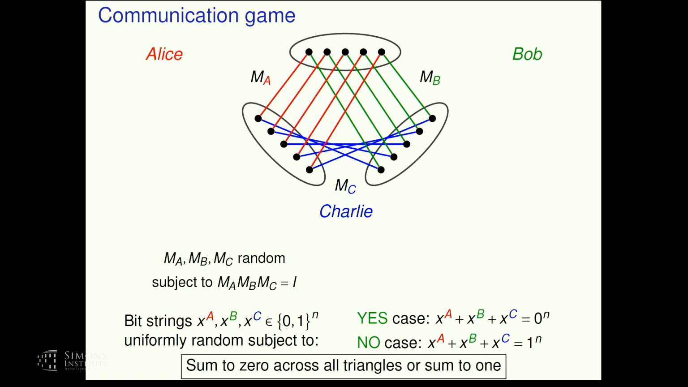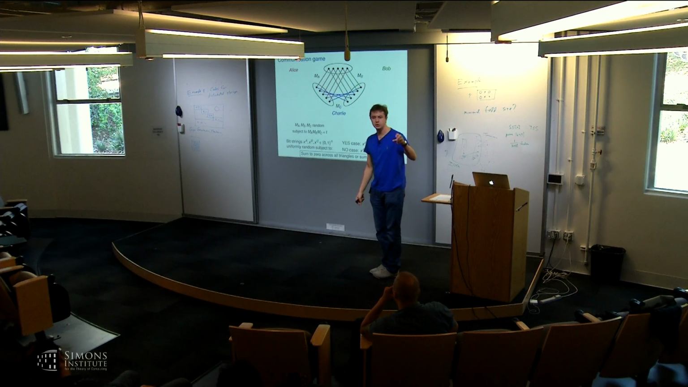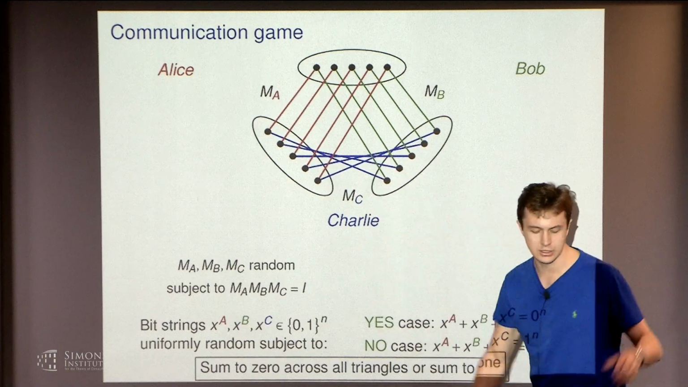There are 3 players, Alice, Bob, and Charlie. And all of them are given edges of a graph. So we have a tripartite graph, which is a union of 3 matchings, MA, MB, and MC, the red, green, and blue. There are 3n vertices, and the matchings are basically permutations on sets of n vertices. These matchings will be selected uniformly at random, subject to the product of these 3 permutations being the identity. This is the same as saying that our tripartite graph is a union of triangles.